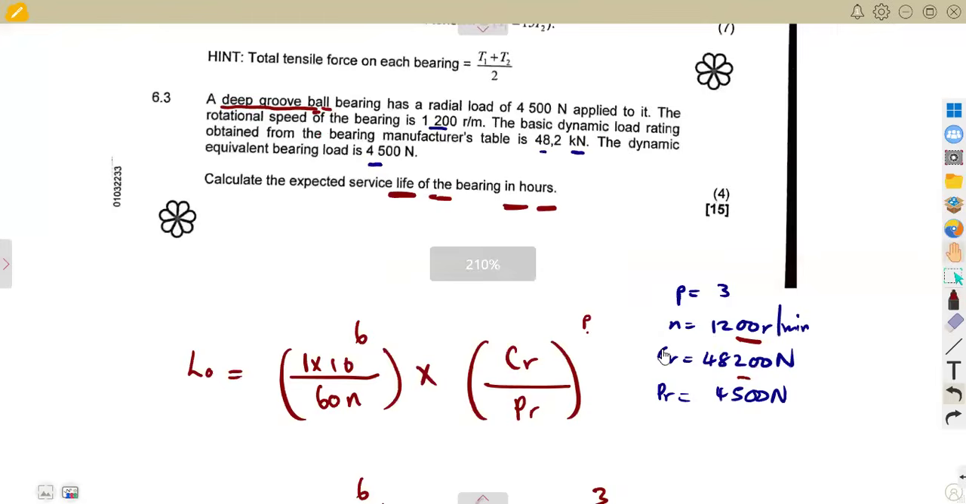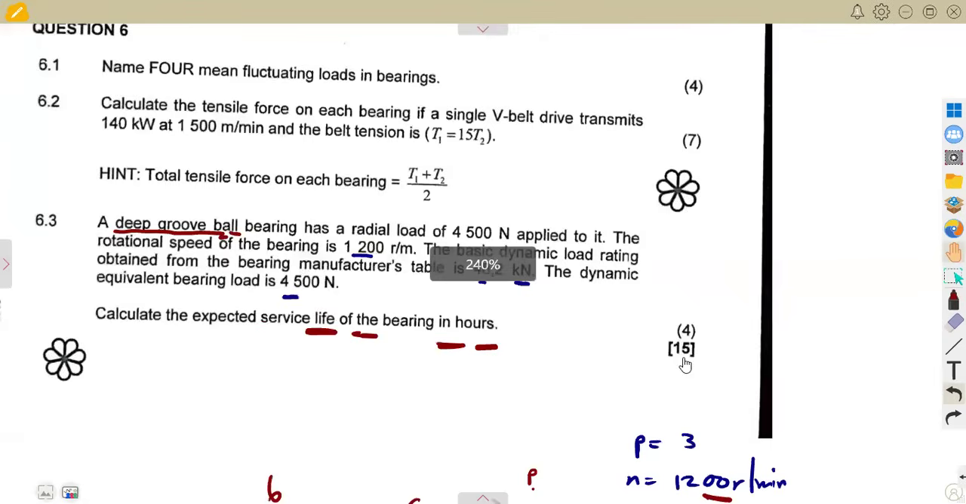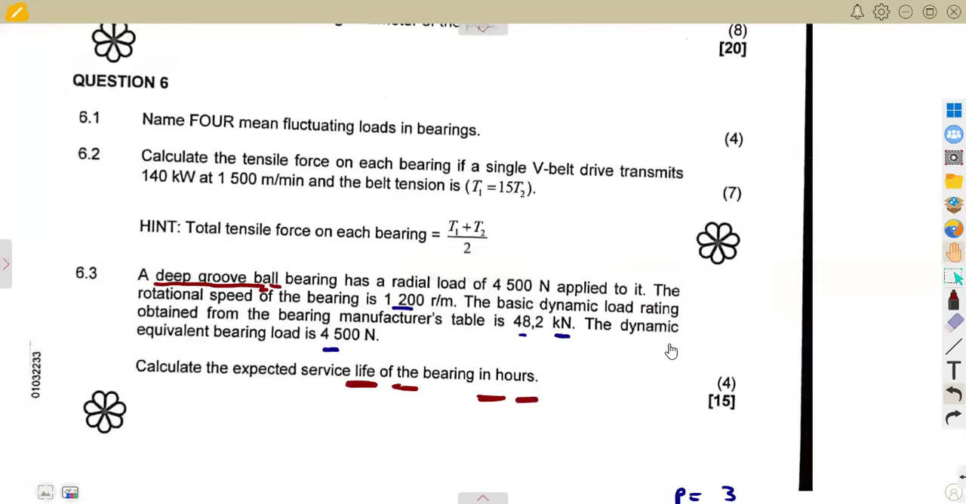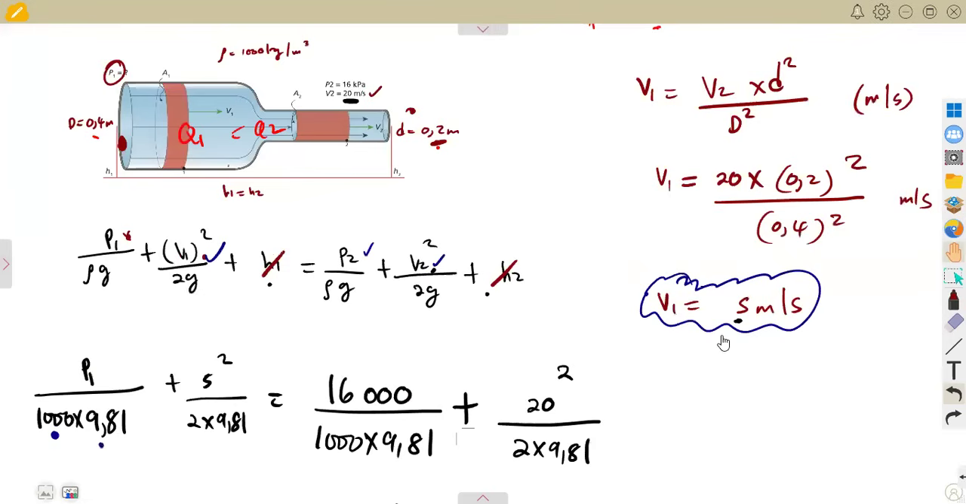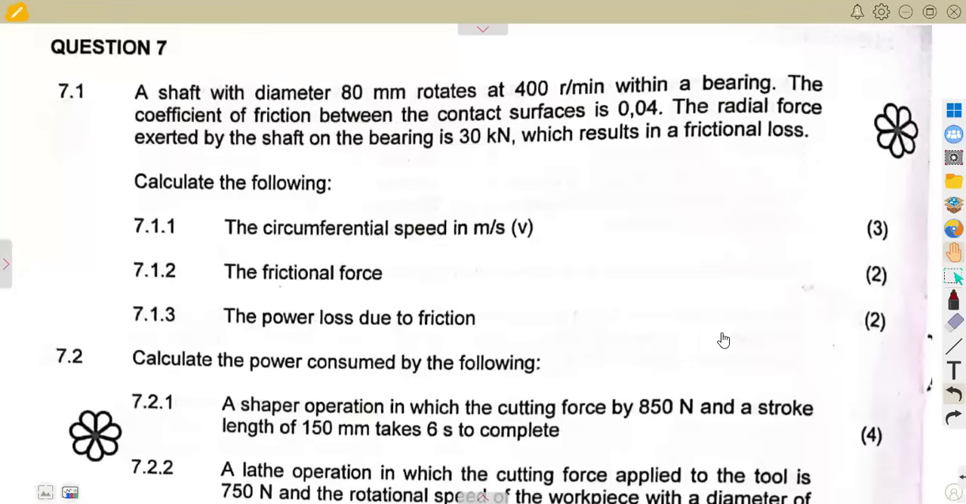So that was supposed to be 15 marks on everything on question number 6 on the bearings part. All right, so let us check the other part of our question, which is on question number 7.